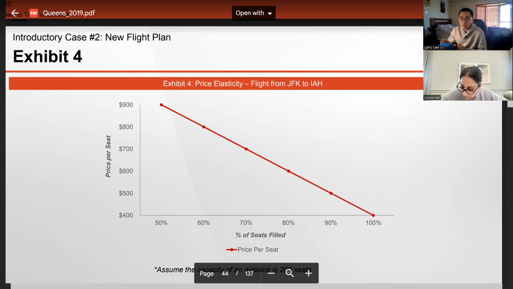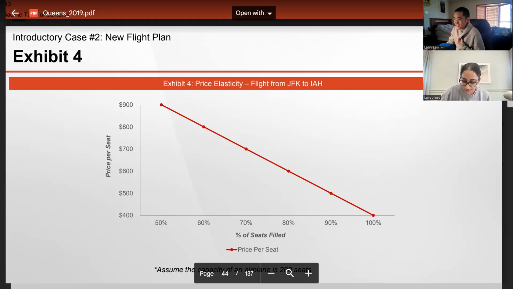So to calculate the revenue, I would start off by considering what our revenue would look like if we were operating at full capacity. Sorry, let's start off with 50%. If we're operating at 50%, that means out of 200, that's 100 seats, and we would be charging $900. I would multiply the number of seats by $900 for 50%.